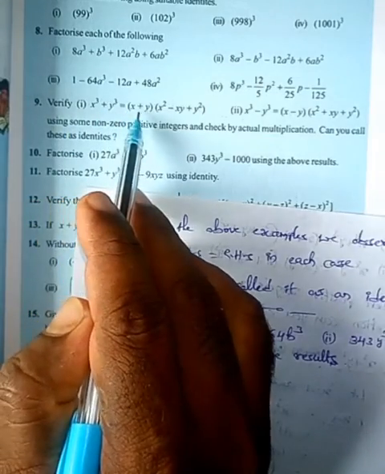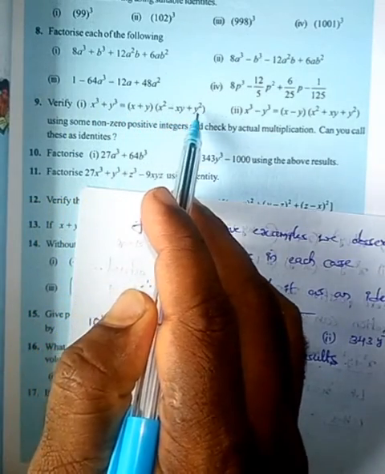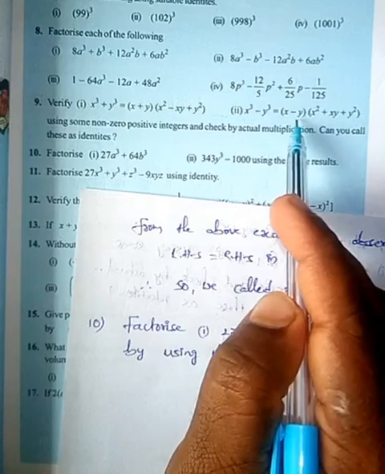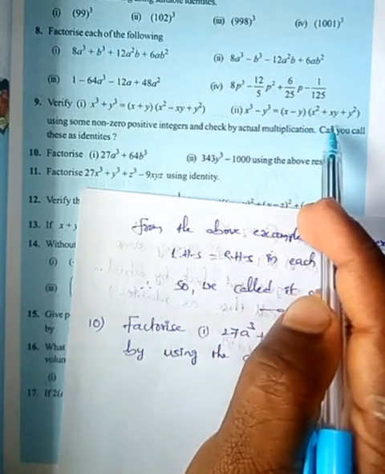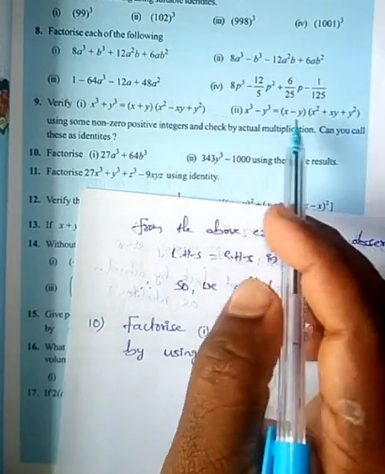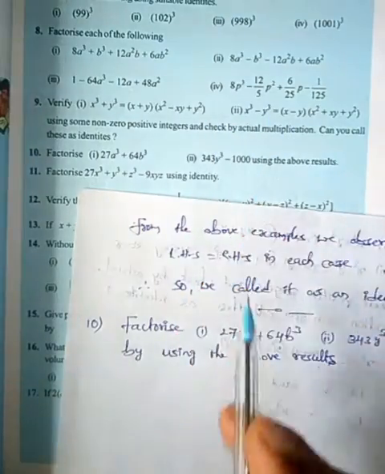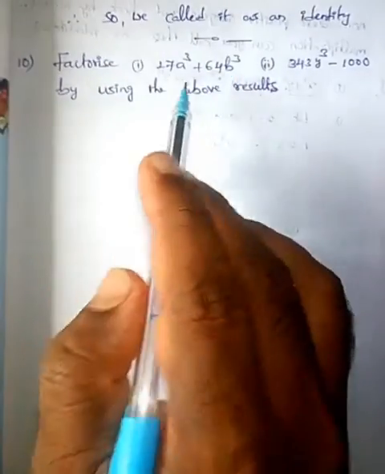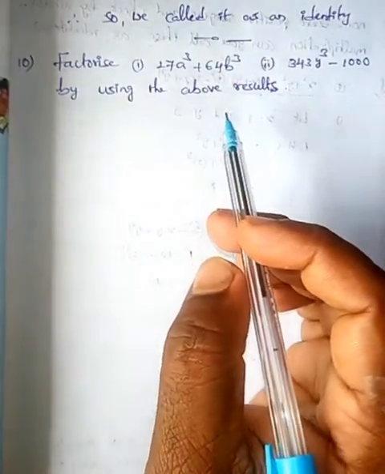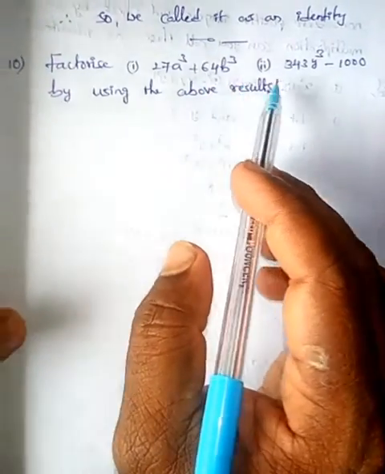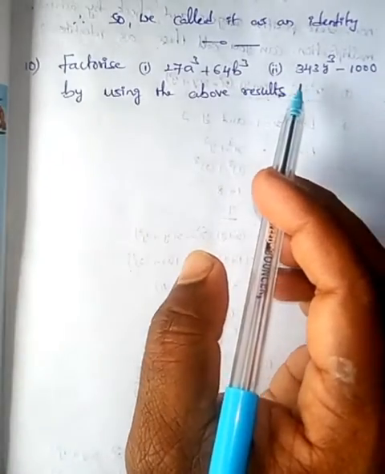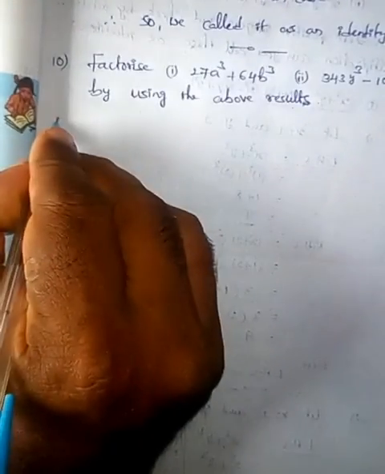x cube plus y cube equals x plus y into x square minus xy plus y square, and x cube minus y cube equals x minus y into x square plus xy plus y square. So by using these identities, factorize the given polynomials here. Okay, so we have to factorize these polynomials by using the identities which are given in the ninth problem. Okay, solution.